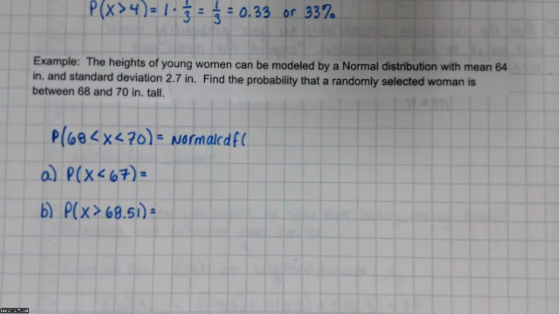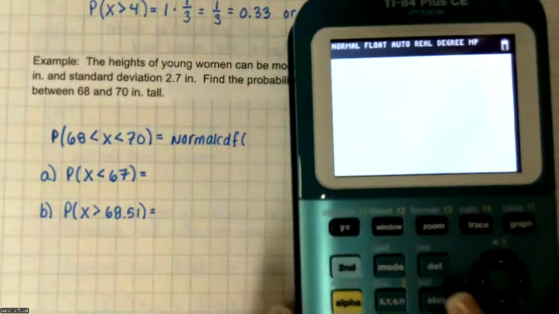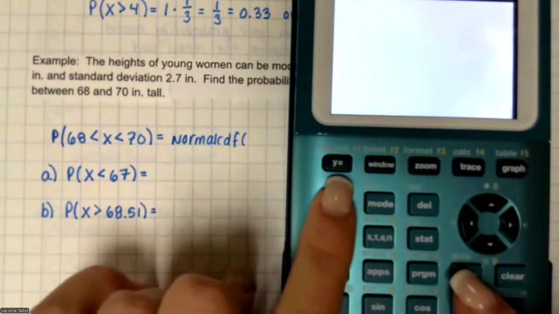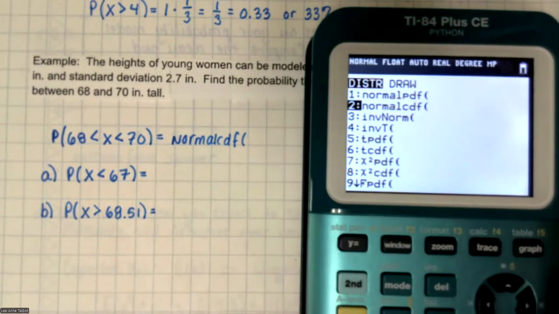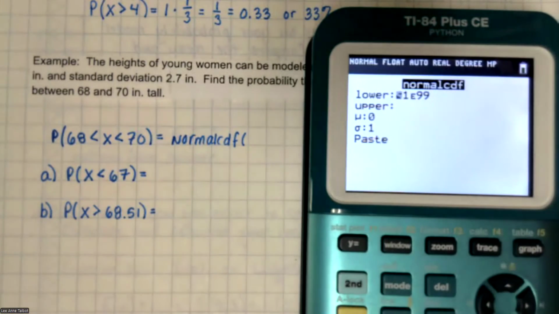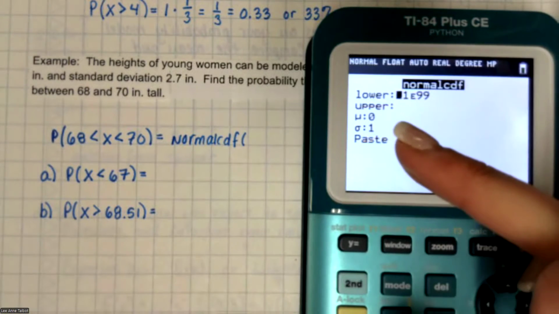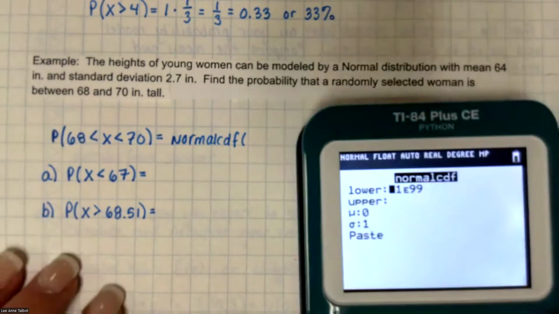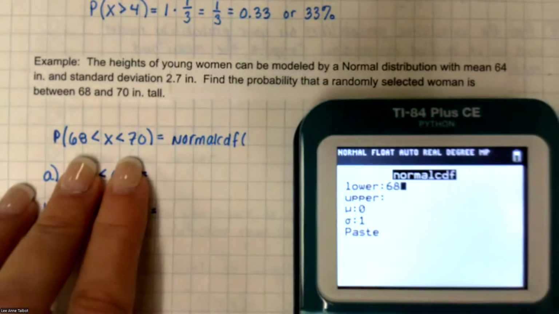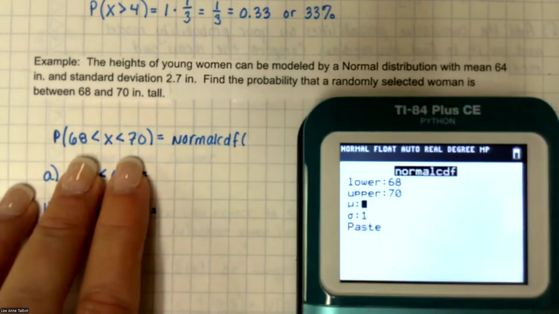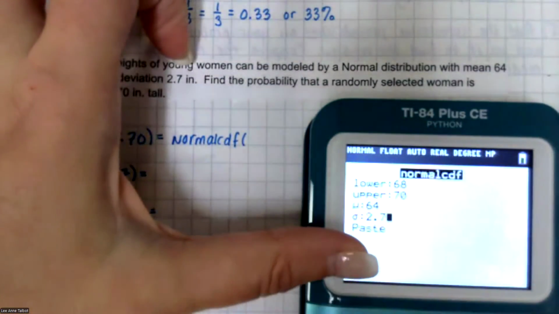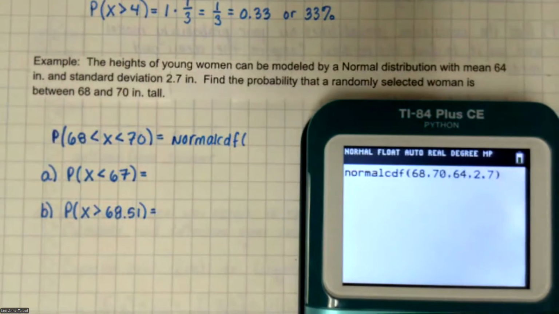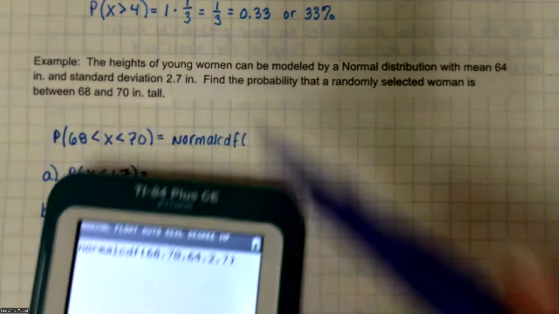First thing I need to do is remind you that that's a thing and where to find it. It's in the second VARS menu, which is the distribution menu. Second VARS, second one down. And remember it goes low, high, mean, standard deviation. And this is how you should write it.